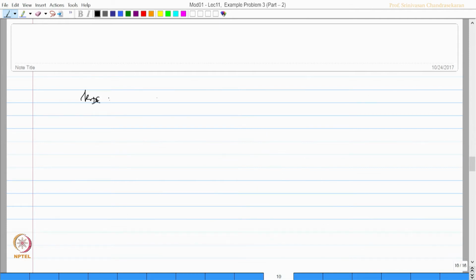Let us do this for KDE. In this case, the EI value actually is 6EI and the span is 2 meters. Therefore, 4EI by L of this span would be 4E into 6I by 2, which is going to be 12EI, and 2EI by L will be half of that, which is 6EI. That is the rotational coefficient for the member DE.